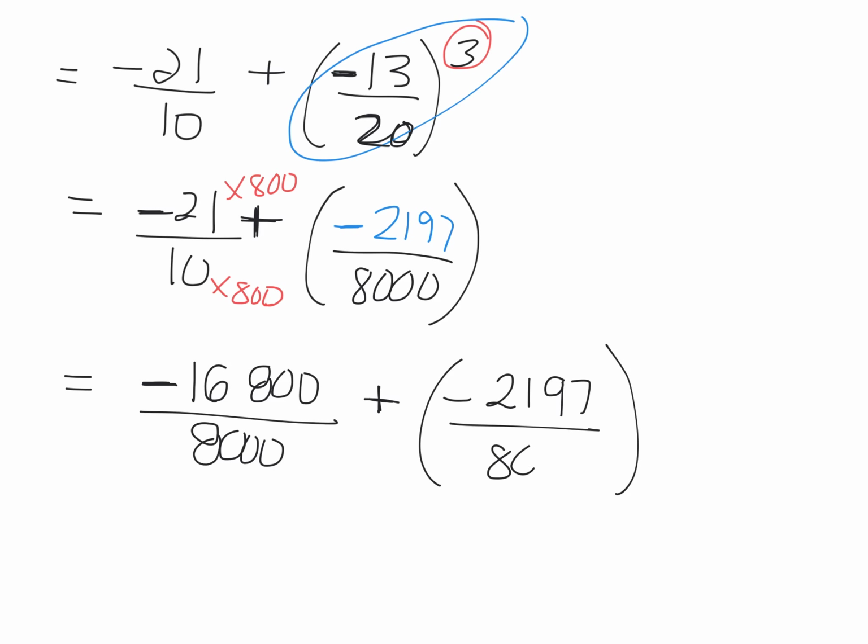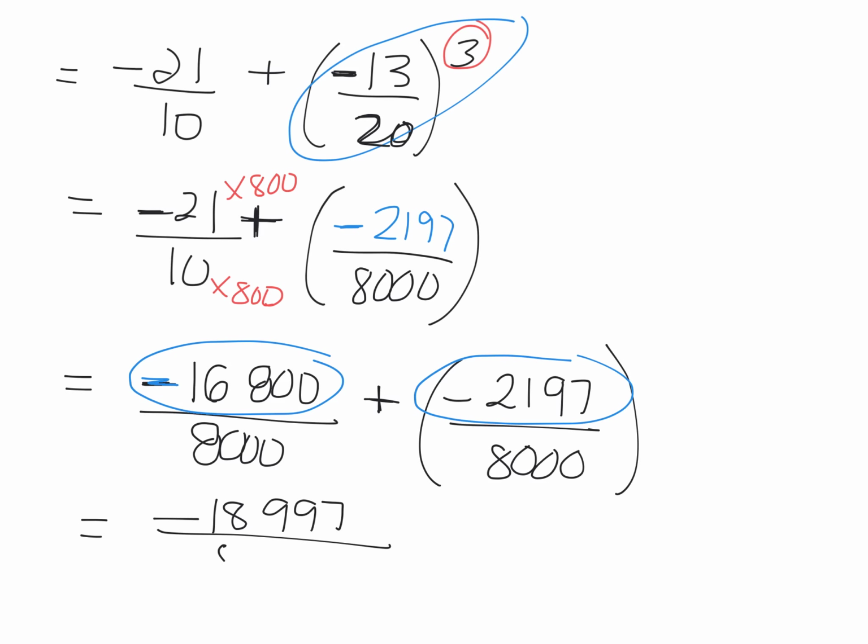2,197 over 8,000. So what happens when I take negative 16,800 and I add negative 2197? What's my answer? Negative or positive? Negative 18,997 over 8,000 as a mixed number. Negative 2 and 2,997 over 8,000.